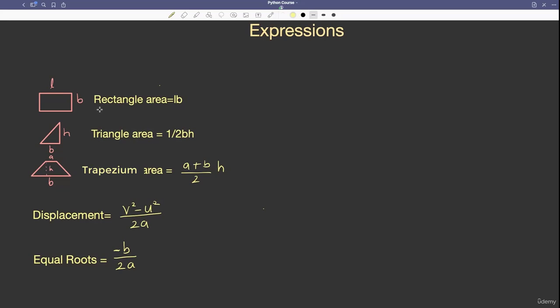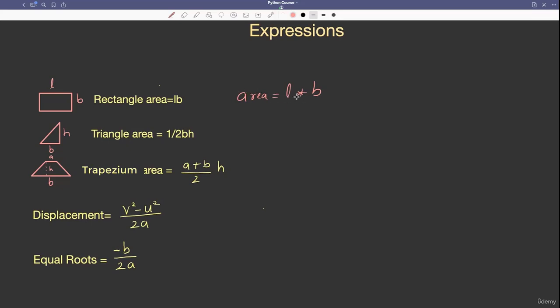The first one is the area of a rectangle formula. The area of a rectangle is length into breadth, but mathematically we write just LB. But in Python, LB doesn't mean L into B. You have to write it properly, like area assigned with length. L is a variable containing the length value and B is a variable containing the breadth value. So you must write the multiplication symbol. Alright, so don't make the mistake of writing just LB.